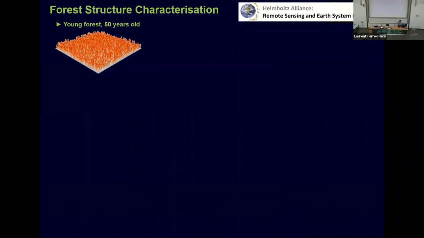Of course, if you are able to distinguish between changes due to water inside and on top of the trees, and changes due to the structural elements, in space and in time, then you can also think about characterizing forest structure. This is something that we attempted.